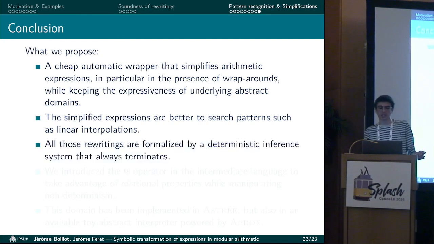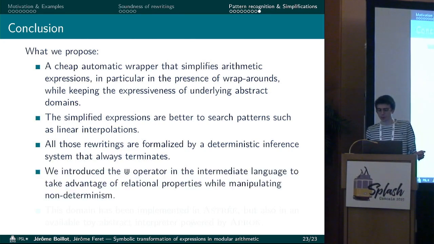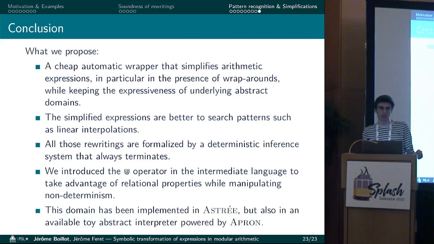All those rewritings are formalized by a deterministic inference system that always terminates. And we introduced the convex join operator in the intermediate language to take advantage of relational properties while manipulating non-determinism. And this domain has been implemented in Astray, at least the ENS version, but also in an available toy abstract interpreter powered by Apron that you can find on Zenodo.